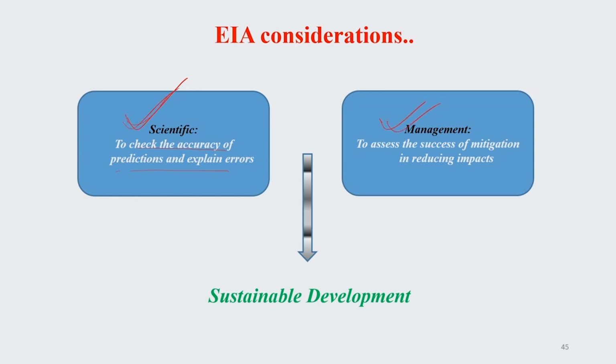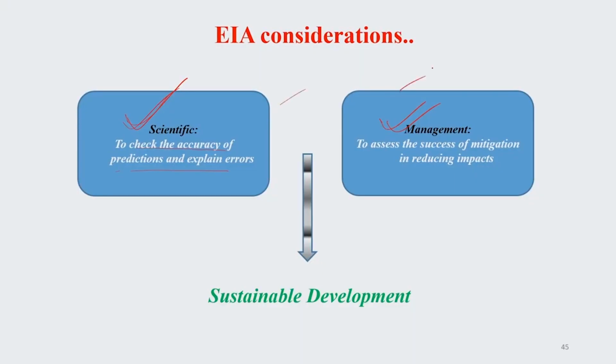Here it is to assess the success of mitigation in reducing impact. So, here we mainly look at the various mitigation plans and their implementation, and how successful they are in reducing the impact of various environmental activities being carried out in the field of natural resource management. These two considerations basically help you to proceed towards sustainable development.